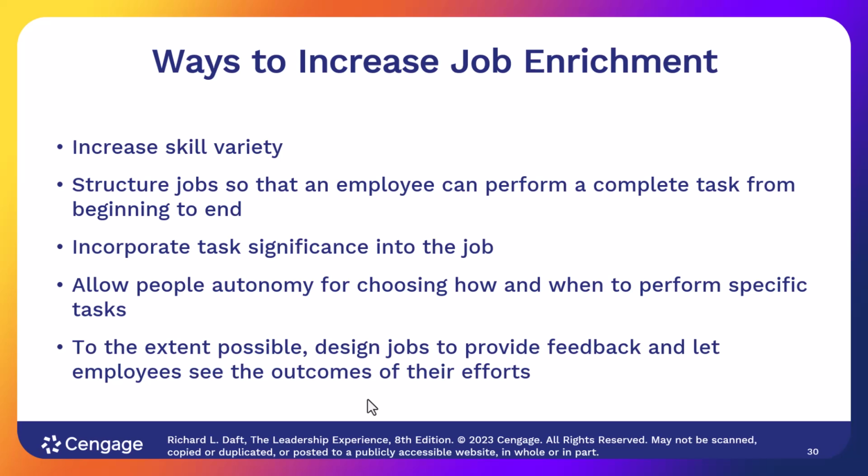Allow people autonomy for choosing how and when to perform specific tasks. So if you assign your people jobs and they've got several things to do, don't micromanage and tell them how to do all those, what order to do them in. Let them determine how they need to do things and when they need to do things. If you've got 10 people working for you, all 10 of them may not do it the exact same way, but they all get the same result. Give them autonomy to work the way they want to in order to get the result.